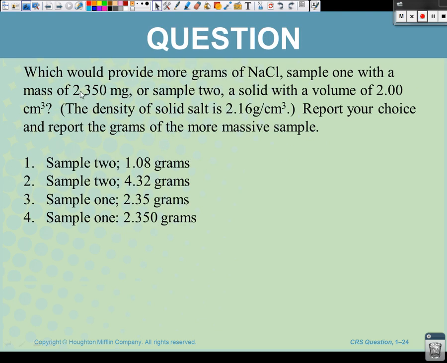Okay? Which would provide more grams of NaCl: sample 1, with a mass of 2,350 milligrams, or sample 2, a solid with a volume of 2 cubic centimeters? The density of solid salt is given. All right, so here's what I'm going to do, because I actually want to go through this one tomorrow. I'm going to pause because we're running out of time. So I'm going to pause this, and remind me to start with this question tomorrow.